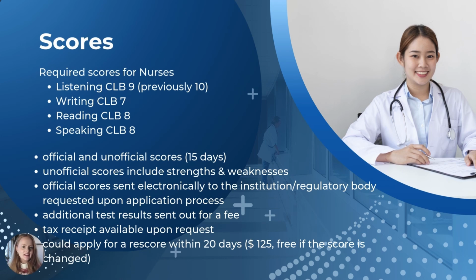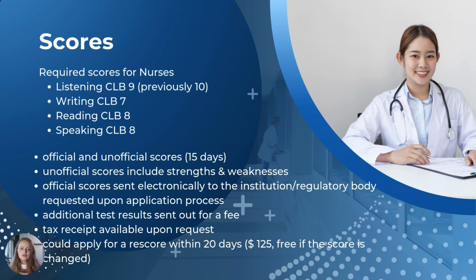Okay, the scores. The scores needed for nurses by the regulatory bodies are 9 for listening. It used to be 10, so that's good that they've lowered it. 7 for writing, which is quite easy to achieve. Reading 8, again, not difficult to achieve. And speaking 8, which with the right strategies and practice, you can definitely achieve.